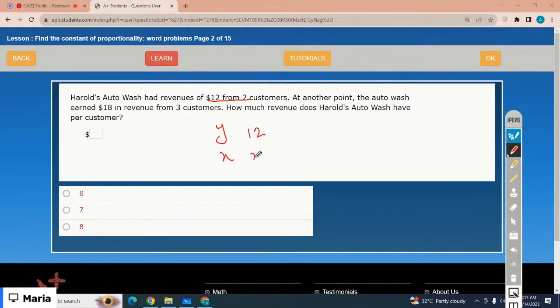Y is 12, X is 2, sorry. Then at the other point, you have 18 and 3, right? So you can do y over x, that is 12 over 2 and 18 over 3. So 2 times 6 is 12 and 3 times 6 is 18. So that means the correct option is 6. Got it? The correct option is 6.